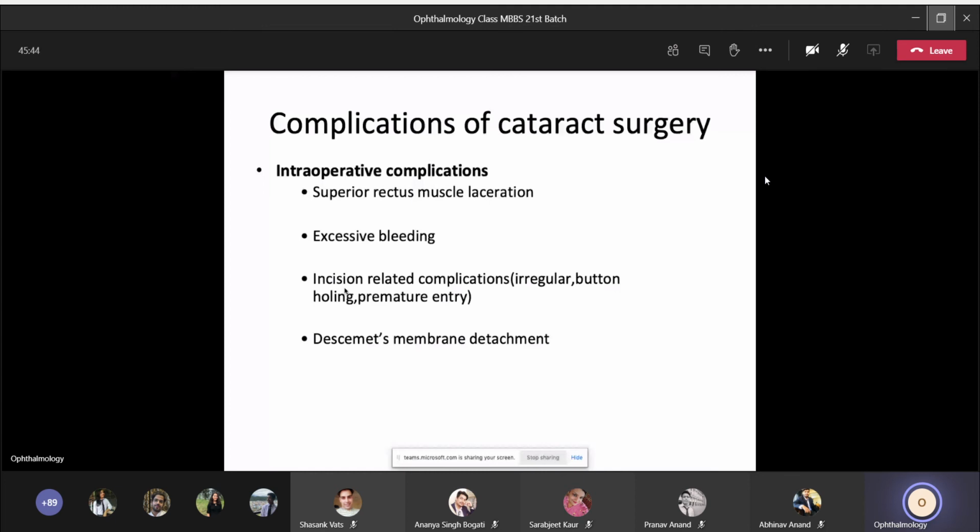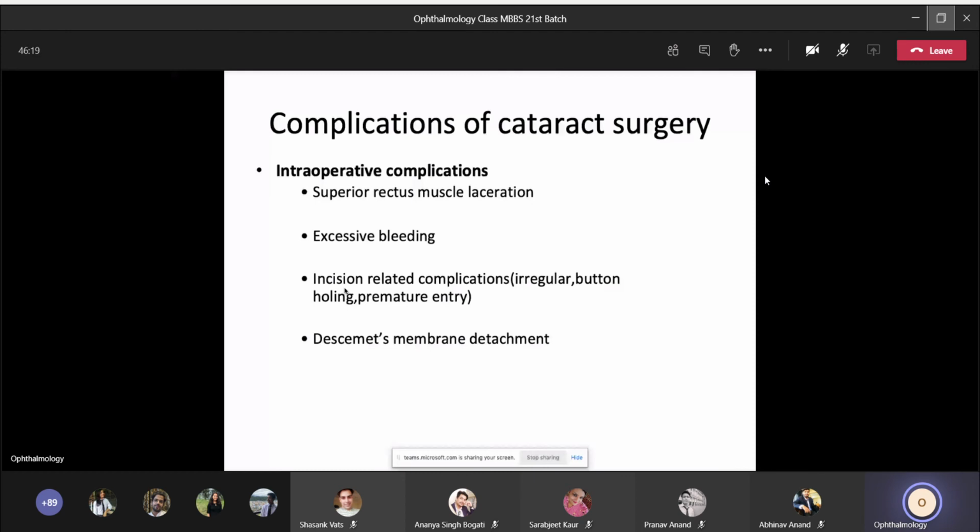So what we do is we give the bridle suture. While giving the bridle suture, we may lacerate the superior rectus muscle. Sometimes there may be excessive bleeding from the conjunctiva, from the superior rectus, sometimes from the iris. So there may be excessive bleeding during surgery, and sometimes there may be incision-related complications. If the incision is not of proper thickness and is too thin, it may cause buttonholing.